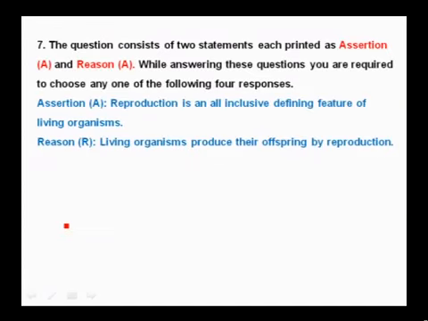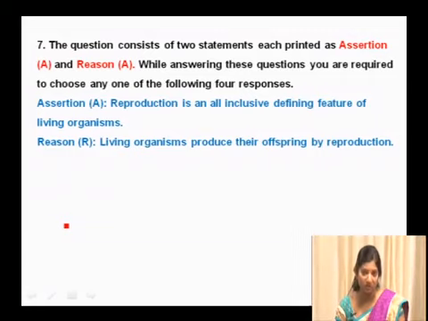Now let's see the next question. The question consists of two statements, each printed as assertion and reason. While answering these questions, you are required to choose any one of the following responses. So assertion is a statement, and there is a reason also given for that, something which is connected to the statement given above. So the options will be in the manner whether both are correct or whether one of them is correct. Apart from that, in case both are correct, is it the right reason to support the first statement?